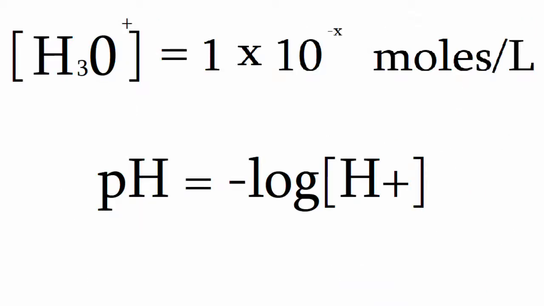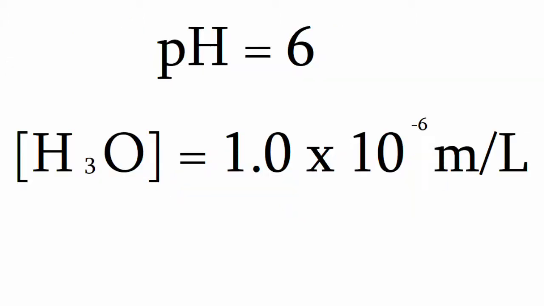We determine pH by measuring the concentration of hydronium ions in a solution. These equations can be used to find either the pH or the concentration of hydronium. For example, if the pH is 6, we have a concentration of 1 times 10 to the negative 6 moles per liter of hydronium. At a much lower pH of 1, the concentration is 1 times 10 to the negative 1 moles per liter of hydronium, which is much higher.